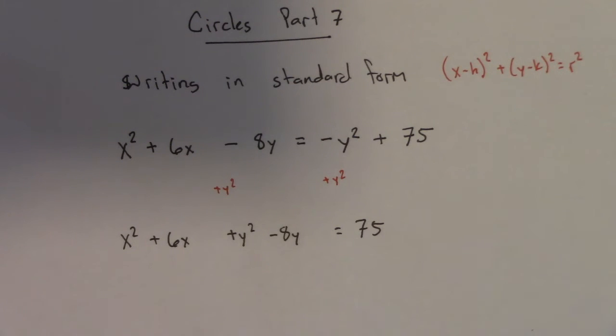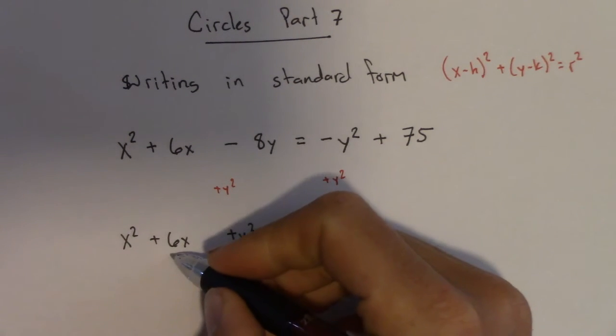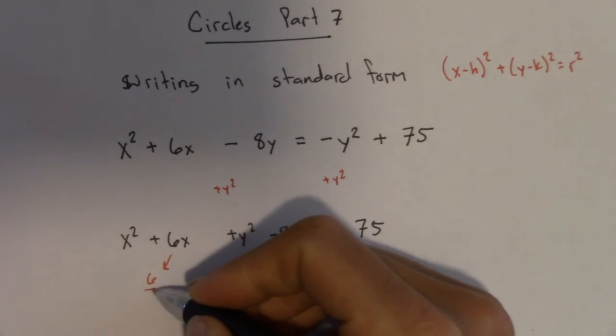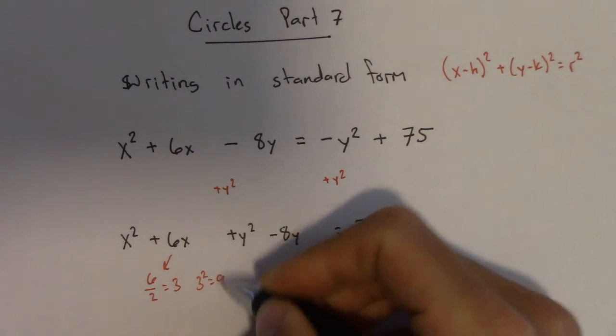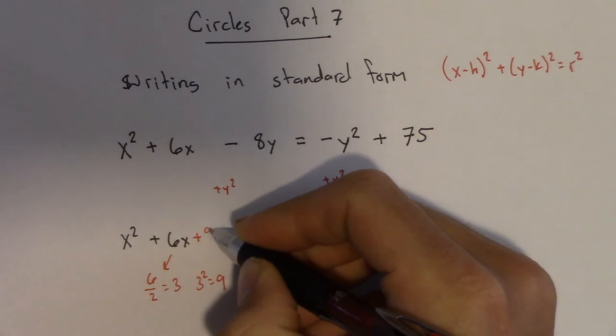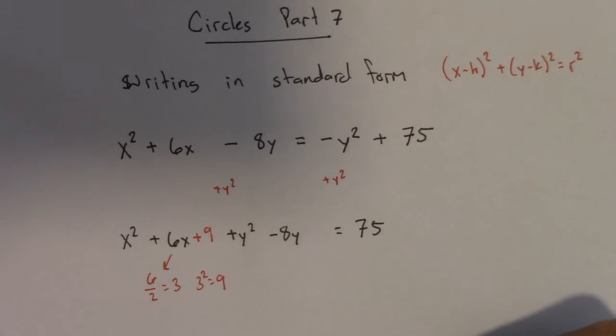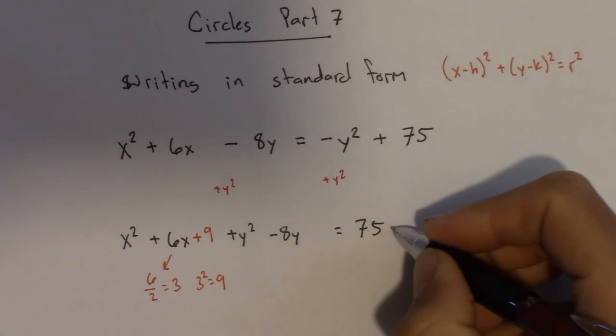So right here, I've got x squared plus 6x. 6 divided by 2 is 3. 3 squared is 9, so I need to put a plus 9. Now whatever I do to one side, I do to the other, plus 9.